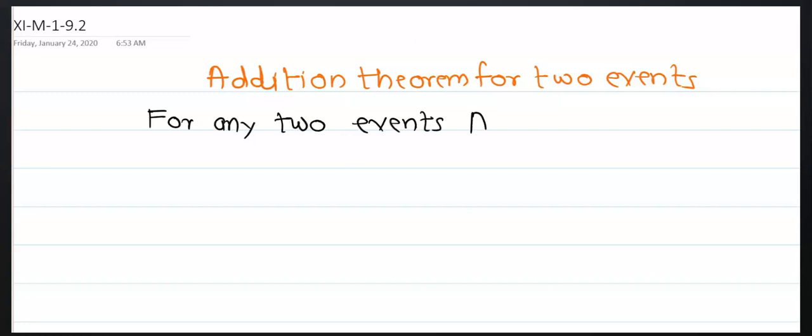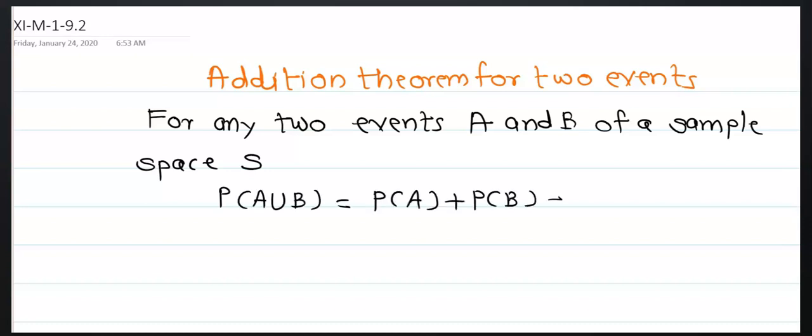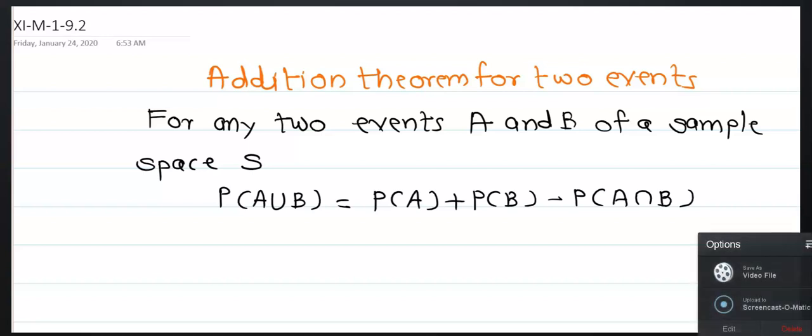For any two events A and B of a sample space S, P of A union B is equal to P of A plus P of B minus P of A intersection B. This type of formula we have learned in the 9th standard also.